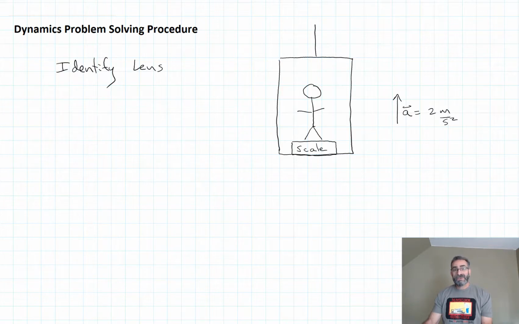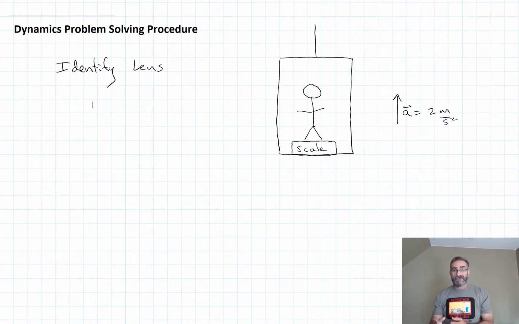In this case, why would we pick dynamics? Well, there are forces acting on our person. The person is standing on a scale, which means there's some kind of interaction there, a normal force pushing up, their weight pushing down. Oh, their weight is pushing down. That means the force of gravity is acting on them. So we know there are some forces acting on them, and we know there's acceleration. We're told the elevator is accelerating upward at 2 meters per second squared. And if we're given forces and acceleration, we think dynamics, F equals ma.